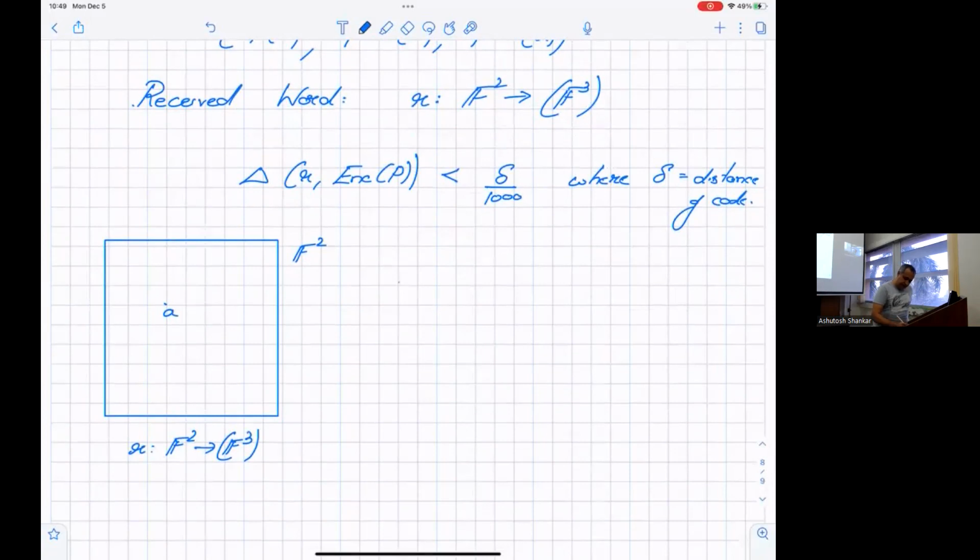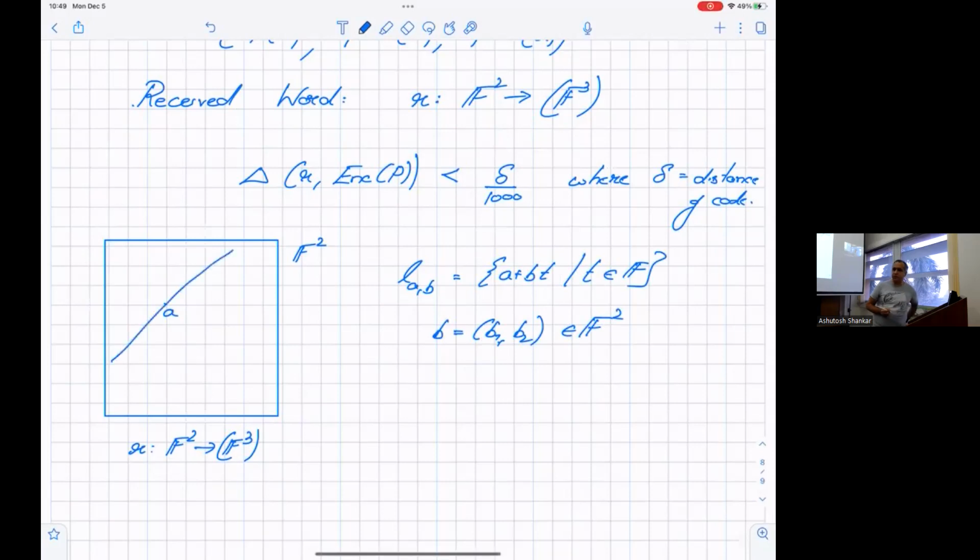So let's pick the line L_{A,B}. What is L_{A,B}? It is the set of points A plus B times T, where T is in F_q, and B is a direction, B1, B2, another point in F_q^2. I'm shooting off a line through this. And let's look at Q_{A,B} at the point T, which is just P of A plus BT. Let's look at the univariate polynomial Q_{A,B}, which is just the bivariate polynomial restricted to the line.